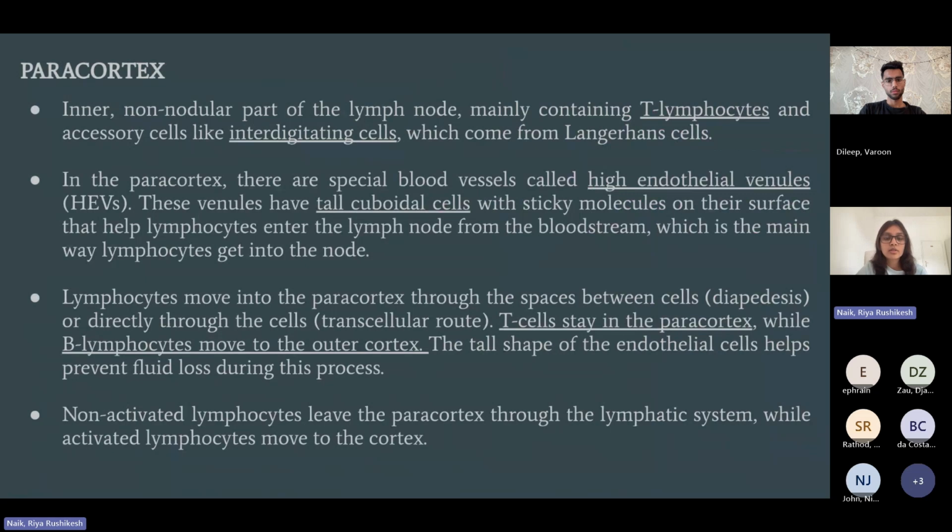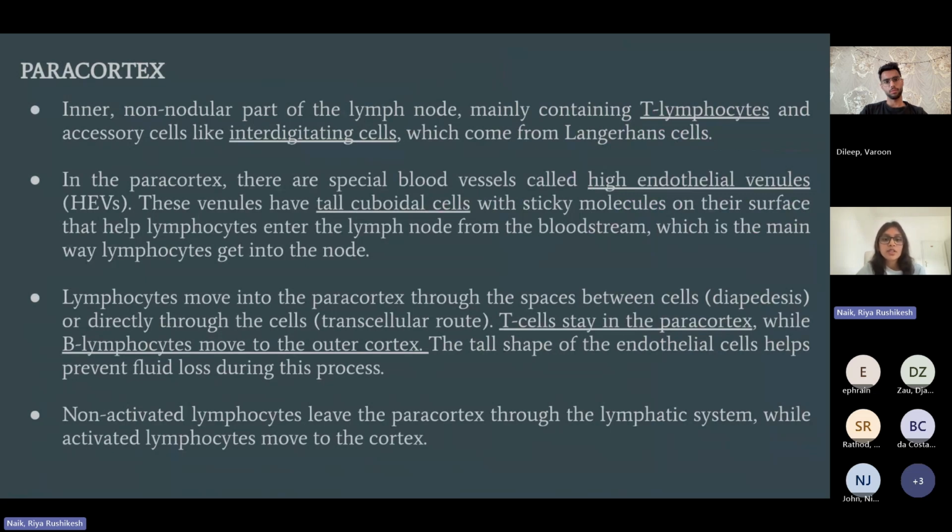The paracortex also has these specific blood vessels, which are called high endothelial venules. These endothelial venules have tall cuboidal cells, and they are a bit sticky on the surface because they allow the lymphocytes to enter into the lymph node from the bloodstream. This is the main way the lymphocytes can get into the lymph node.